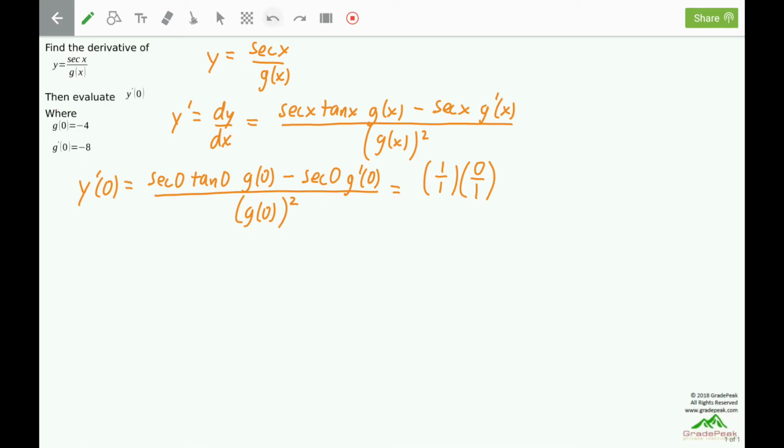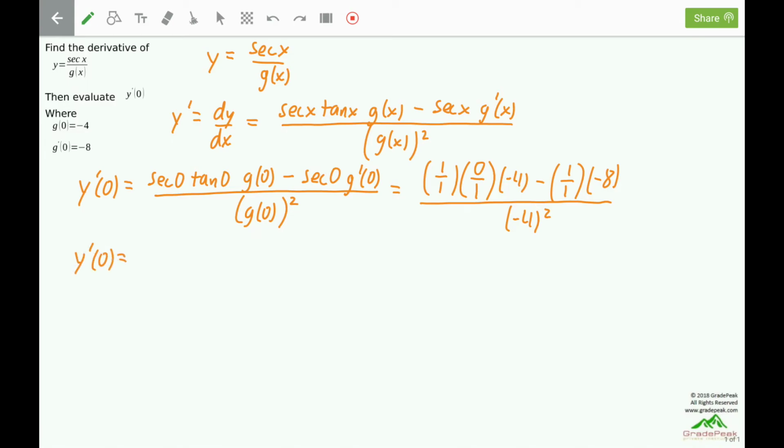So g of 0 is a negative 4, minus the secant of 0, which is 1 over the cosine of 0, 1 over 1. And g prime of 0, found over there, is a negative 8. All this is divided by g of 0, which is found over there to be a negative 4, and then all of that squared.